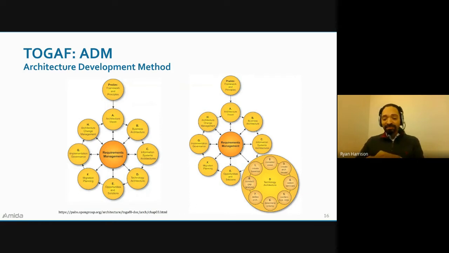In phase E, you would figure out which solutions you're going to use to implement the architecture. So if in phase C for the data architecture, you said that you're going to need some sort of data model, you would actually pick a vendor to implement that data model in.